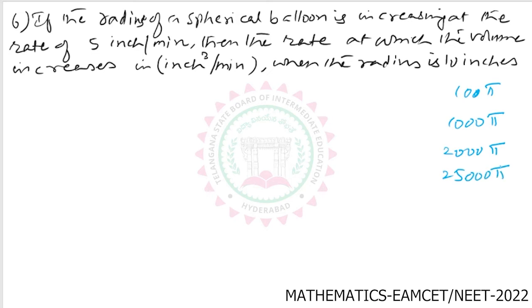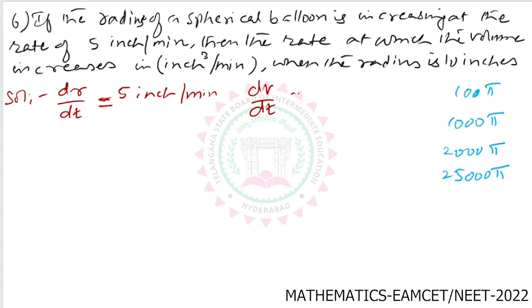Now, I am reading the question once again. What he says, radius of a spherical balloon is increasing at the rate of 5 inch per minute. So, first of all, I write the data. This is nothing but dr by dt, 5 inches. Okay. Then, second, the rate at which the volume increases. So, it means that we have to find dV by dt, which is equal to how much?